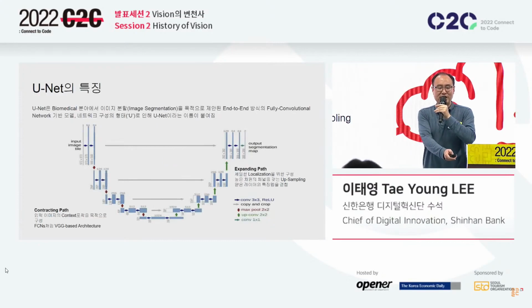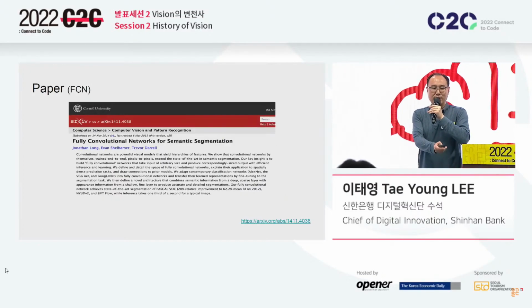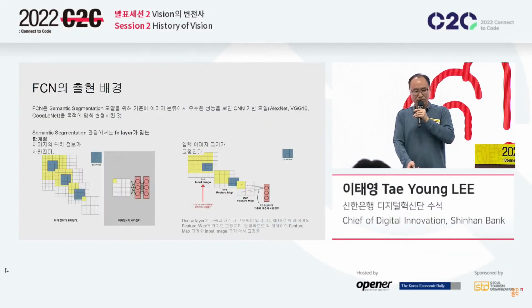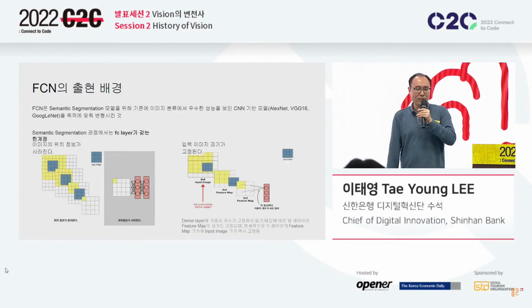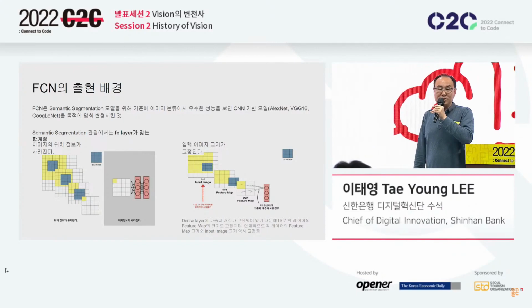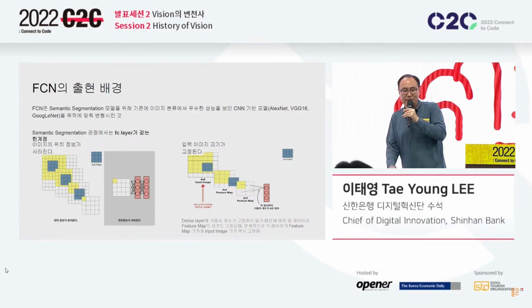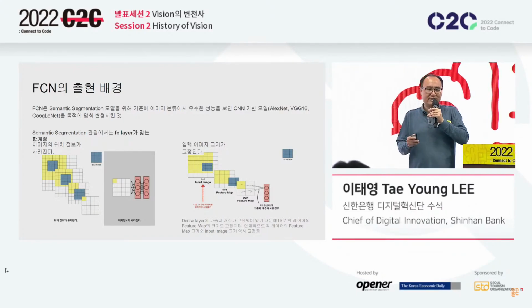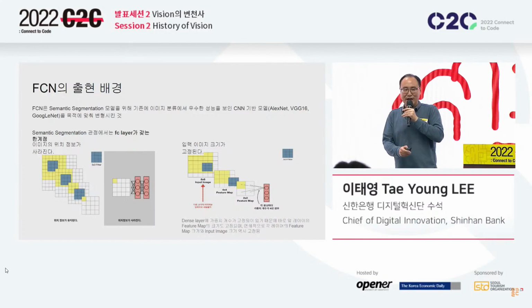As mentioned, there's FCN. I explained to you about fully convolutional network for semantic segmentation to explain the concept of FCN. Then what is that? It is a CNN-based model, which showed excellent performance in image detection.